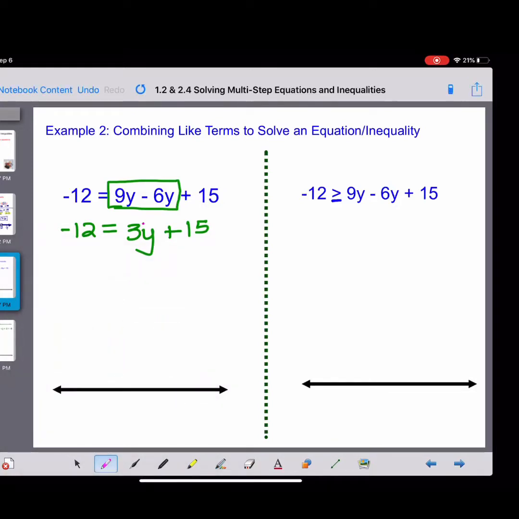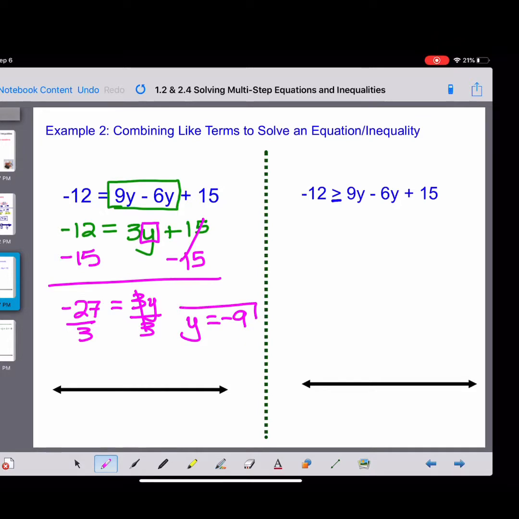So my goal is to isolate. I'm trying to get this y by itself. I'm going to start with the opposite of adding 15, which is subtracting 15. So negative 27 is equal to 3y. And then my last step is to divide each side by 3. And y is equal to negative 9. Since this is an equation, there is one solution. So all I have to do is represent that with a closed dot on negative 9.